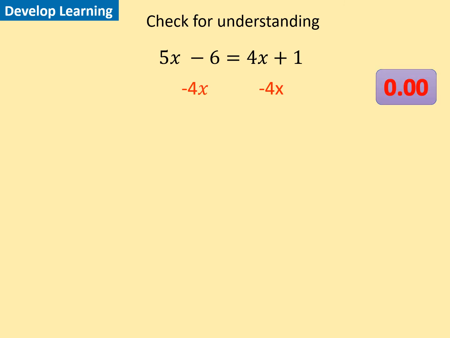Okay, so the first step to solving this equation was to take 4x from either side because I had 5x on the left and 4x on the right, so I had the most unknowns on the left, so I'd eliminate the 4x from the right. This would then leave me x minus 6 equals 1. I now need to get rid of the minus 6, and the inverse of that is add 6, leaving me with x equals 7. Hope you got it right.